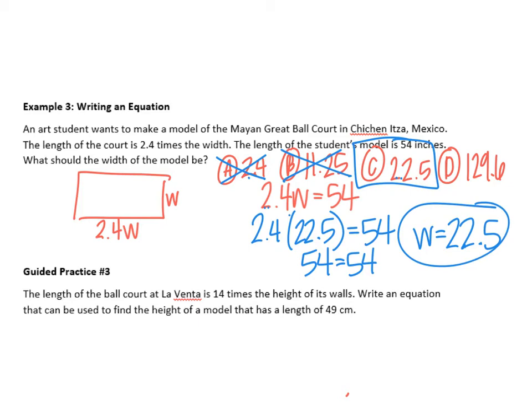Alright, your equation is going to be 49 equals 14h. Or you could have also written it 14h equals 49.